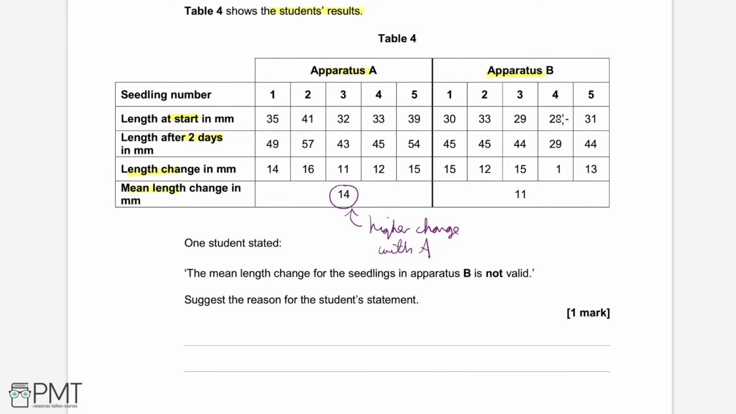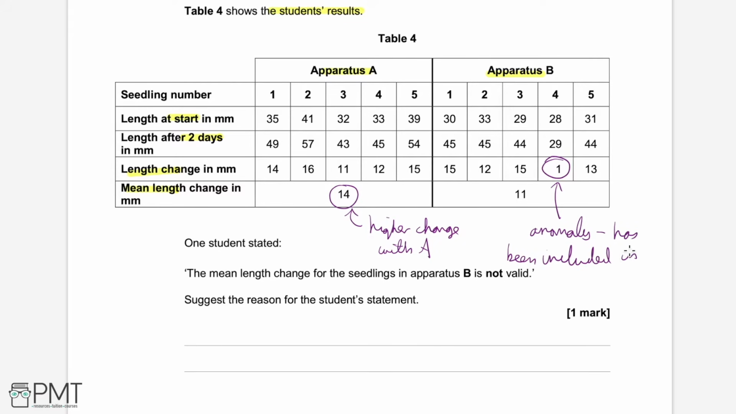One student stated the mean length change for the seedlings in apparatus B is not valid. Suggest the reason for the student's statement. Well, looking at the results for apparatus B, we can see that for seedling 4, there is only a change of 1 mm. This is clearly an anomaly, since the other ones range between 12 and 15.